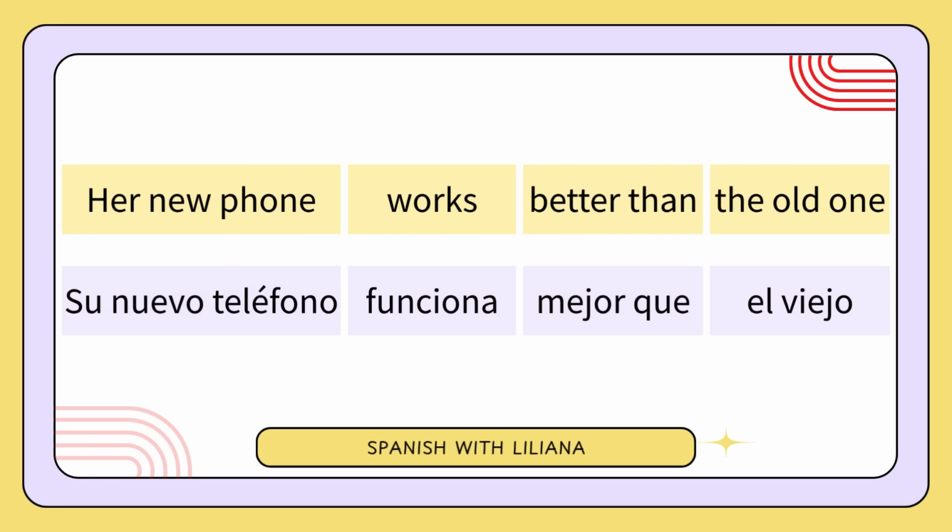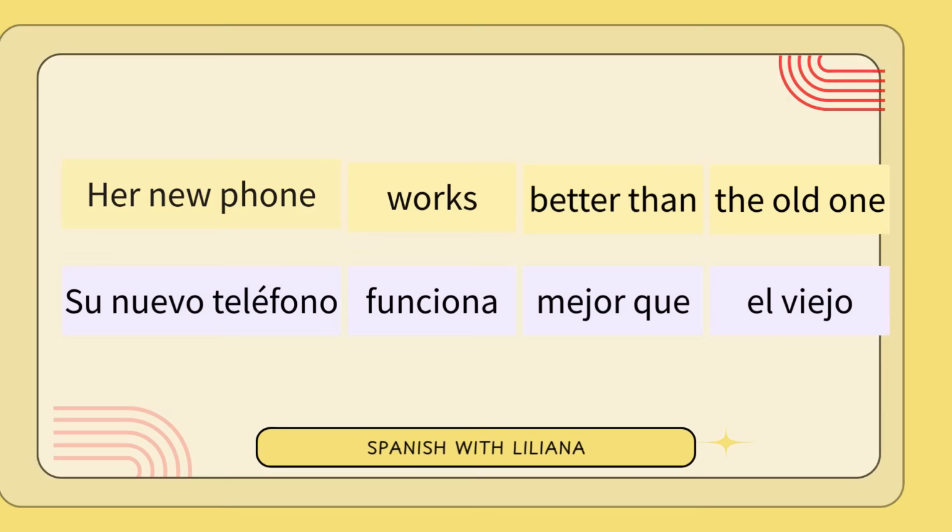So the sentence ends up being, su nuevo teléfono funciona mejor que el viejo. Now let's say it faster. Su nuevo teléfono funciona mejor que el viejo. Listen to how the words are connected, especially between que él, it just becomes quel. Su nuevo teléfono funciona mejor que el viejo.